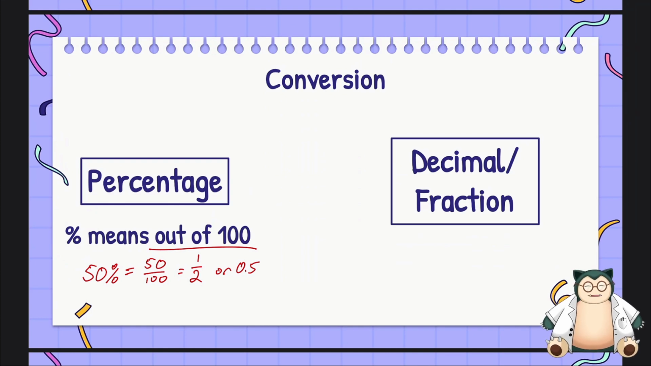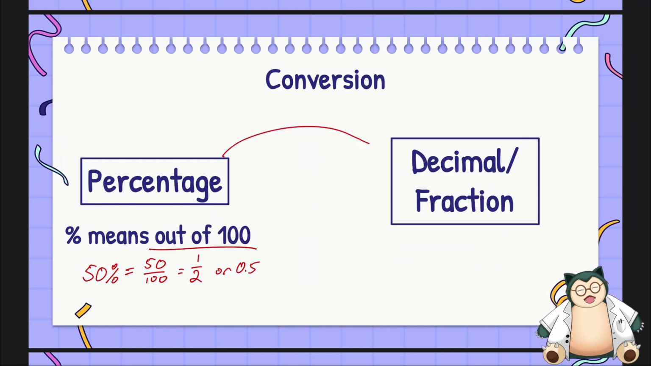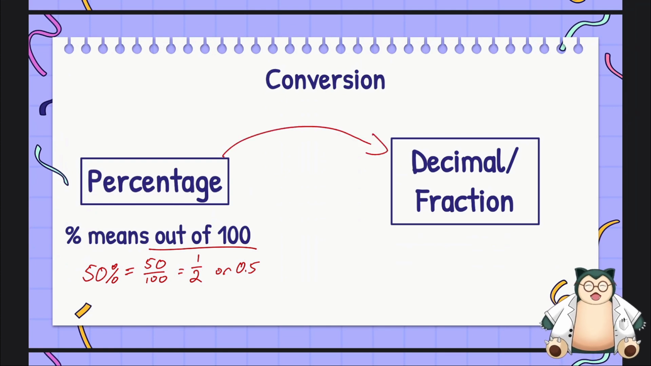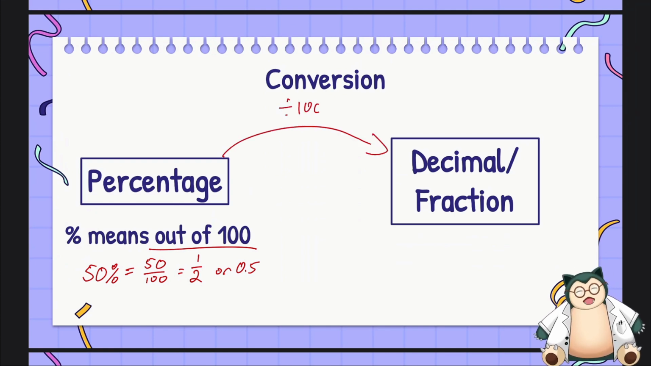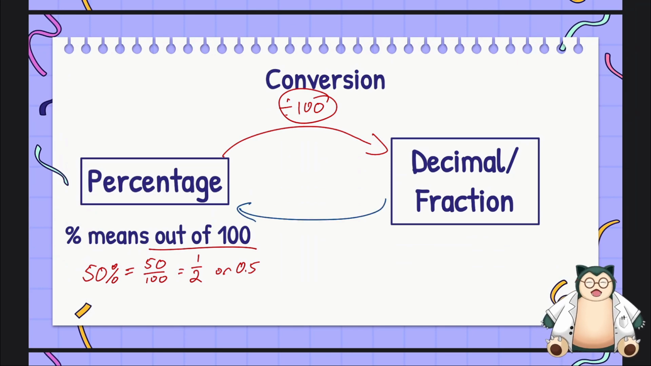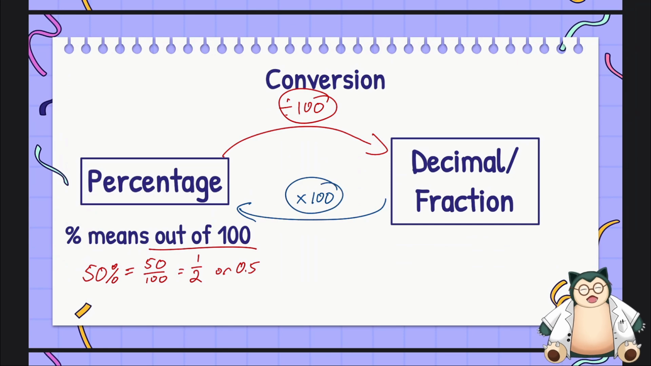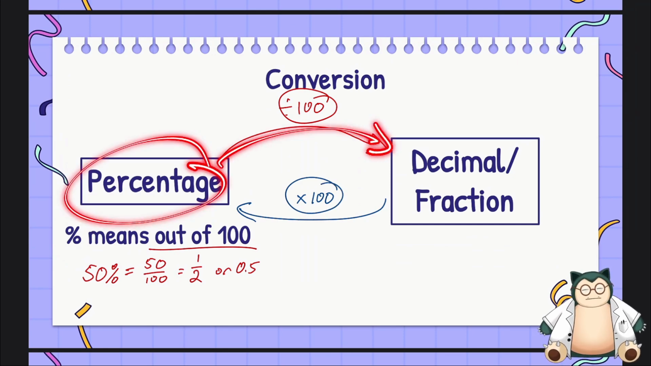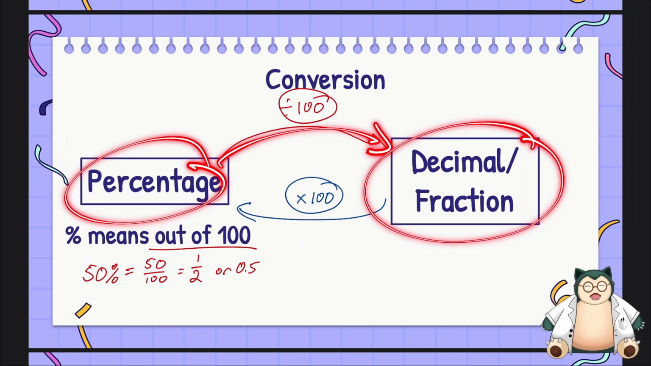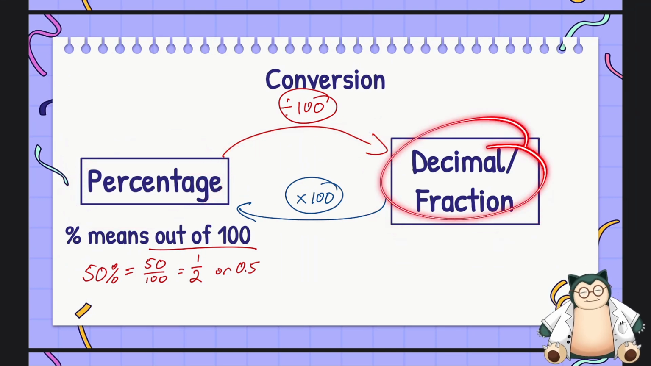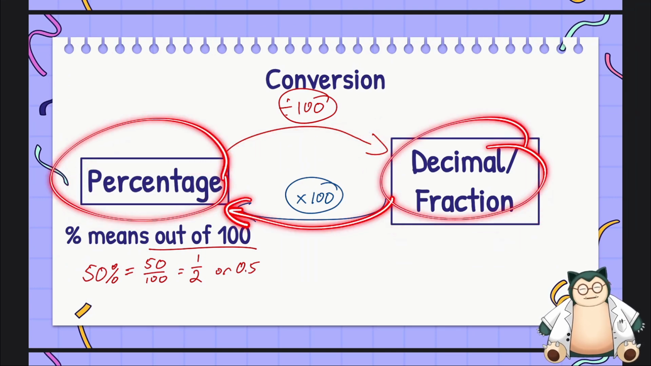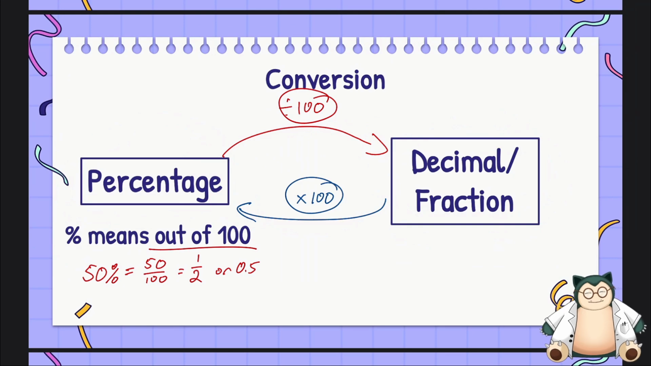Do you see the relation between a percentage as well as a decimal or fraction? Yes. When we are converting from percentage to decimal or fraction, we divide by 100. And now, what is the opposite of dividing by 100? Yes, it's simply multiplying by 100. So that is the relationship between the percentage, which is to divide by 100 into a decimal or fraction, and then the opposite would be to multiply by 100 to get back our percentage.